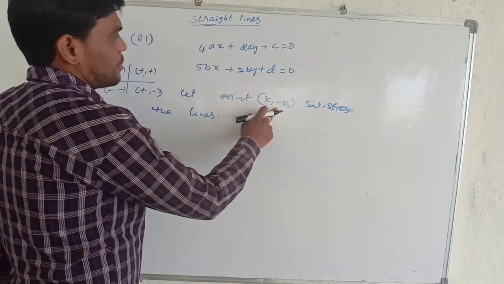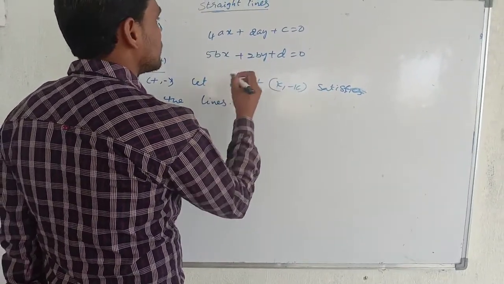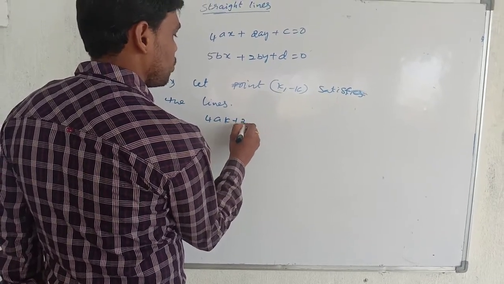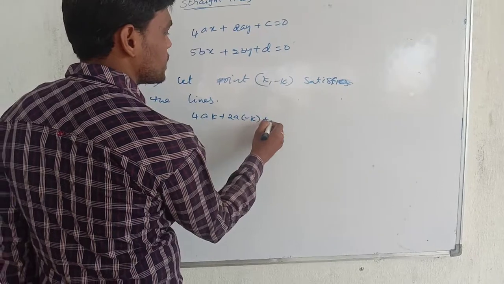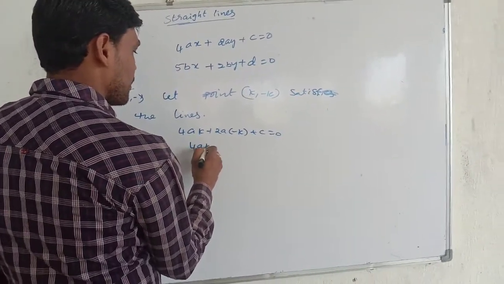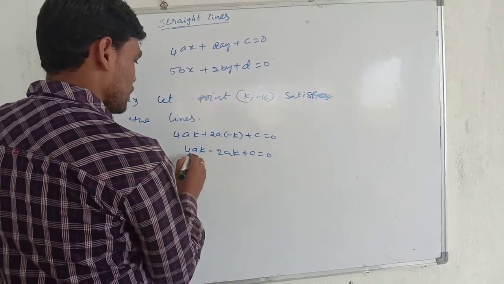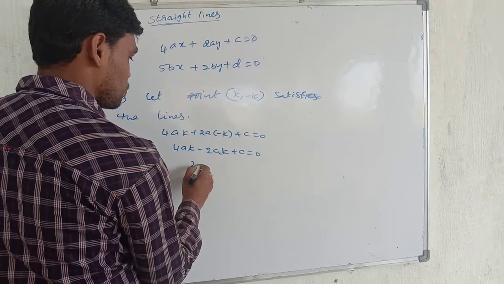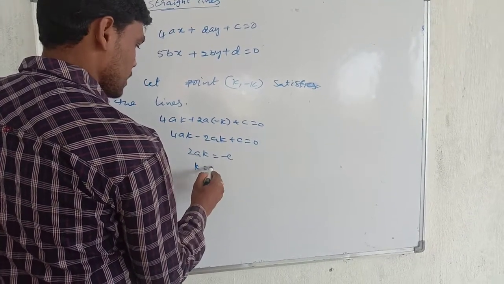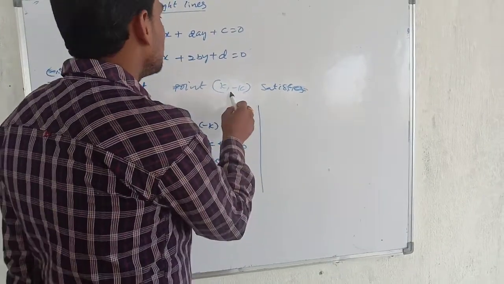Now the point passes through this line, and therefore 4ak plus 2a into minus k plus c is equal to 0. This is the first line: 4ak minus 2ak plus c is equal to 0, so 2ak is equal to minus c. Now k is equal to minus c by 2a, and this is the first line.